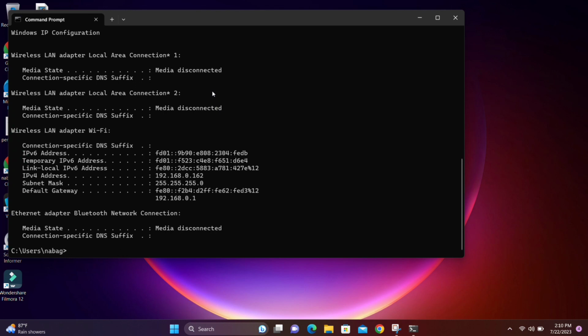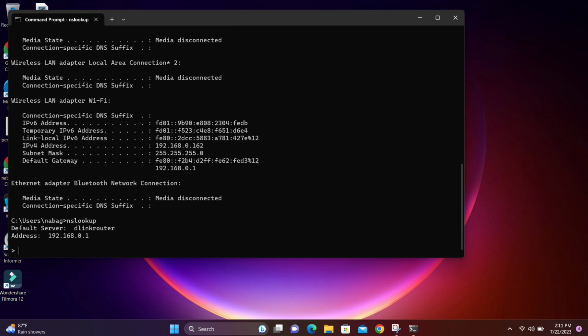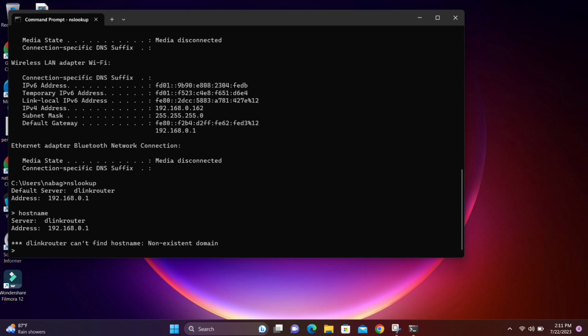The next is nslookup. It can help in troubleshooting DNS related problems and is useful for checking DNS configurations. Then we type hostname to find the hostname of the system.